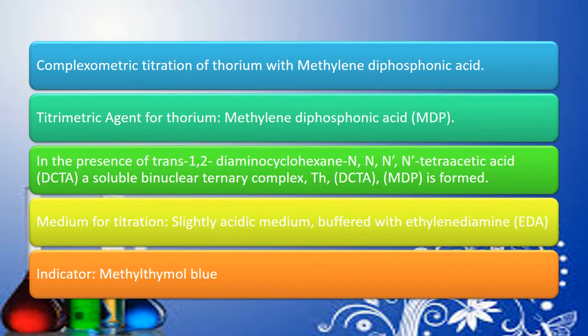The complexometric titration of thorium with methylene diphosphonic acid is carried out. Here, methylene diphosphonic acid is used as the titrating agent for thorium. In the presence of trans-1,2-diaminocyclohexane, a soluble binuclear ternary complex is formed. A slightly acidic medium is used for titration, which is further buffered with ethylenediamine, EDA. And the indicator used here is methylthymol blue.